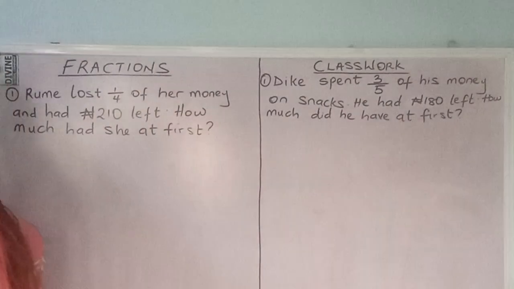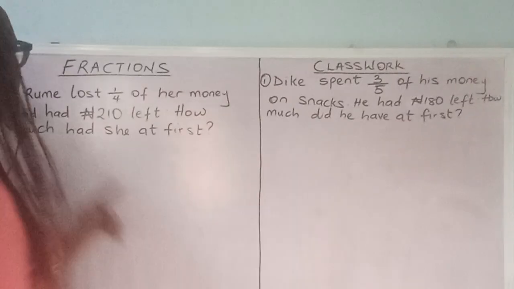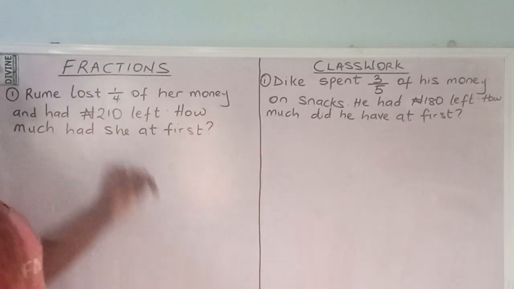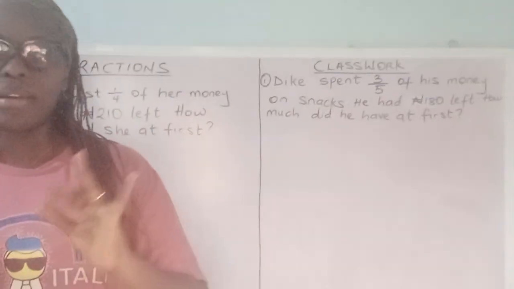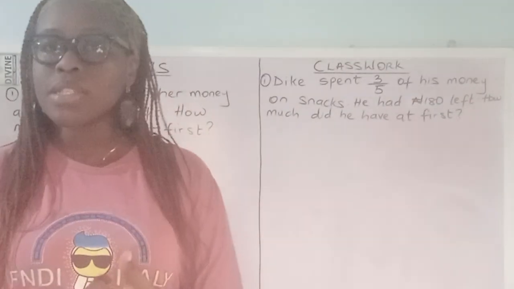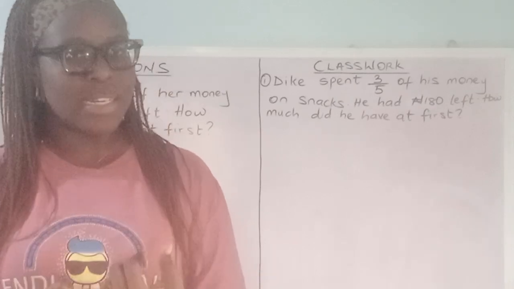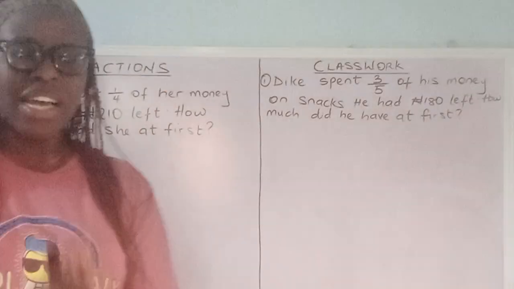Now the question says, Rume lost 1/4 of her money and had 210 naira left. How much had she at first? Two things are in play here. She lost a fraction of her money, but they now told us the amount that is left. And they said we should find out the total money she had at first.